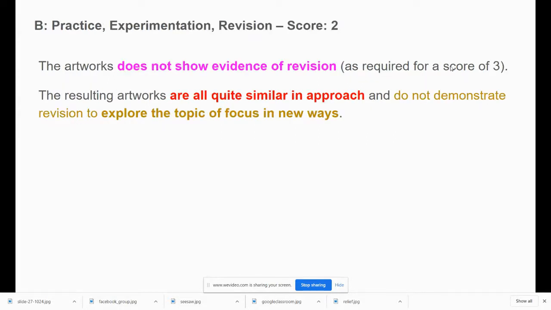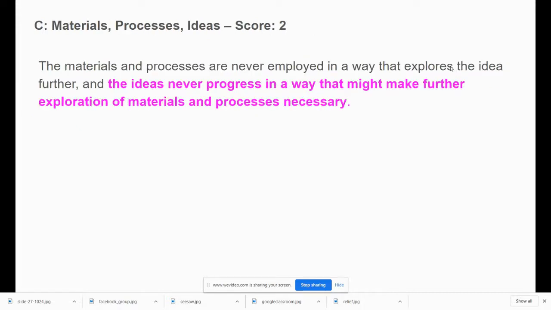Number two is the same thing. Did she practice? Did she experiment? Did she revise? No, she didn't show evidence of revision at all. All the artwork looked very similar. Now, it's nice art. There's nothing wrong with those paintings. They're good, but nothing happens. They don't get any better. As it says here, they're all quite similar in approach. It does not demonstrate revision to explore the topic of focus in new ways. I'm telling you, this one is important. You're going to want to change. Even if you were doing desserts, how could she have changed those desserts and made them different as she went along the way?